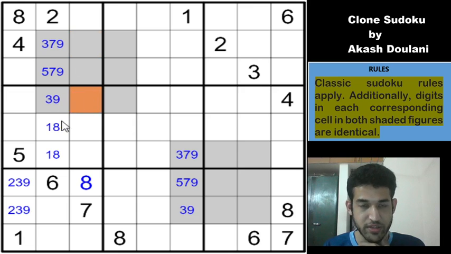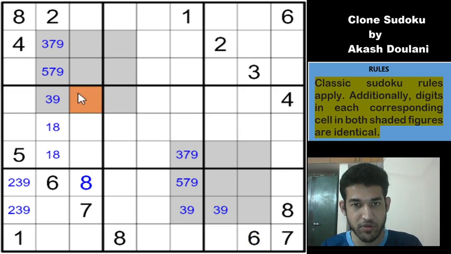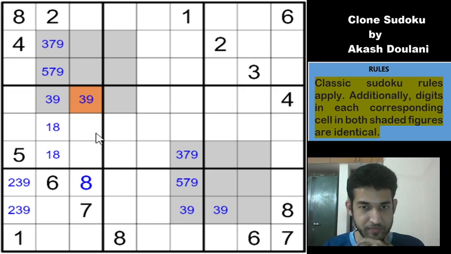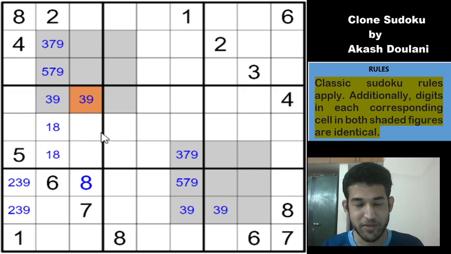Okay, let's look at this cell. It can't be 1, 5, 8. It can't be 4. Also a 7. So this can only be 2, 3, 6, 9. But if you look at this cell, it cannot be 2 and 6. So which means that this is going to be 3, 9 and correspondingly this will also be 3, 9. And that gives a 3-9 pair. Beautiful, right? Beautiful solve. So 1, 5, 8, 3 and 9.